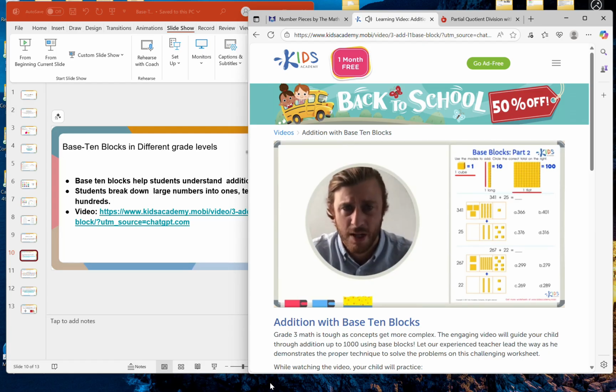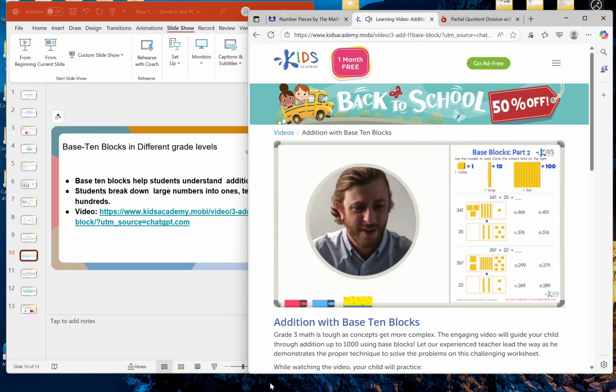Now, using this information, let's read the directions and start our worksheet. Use the models to add. Not those models, they mean the base 10 models. Circle the correct total on the right.